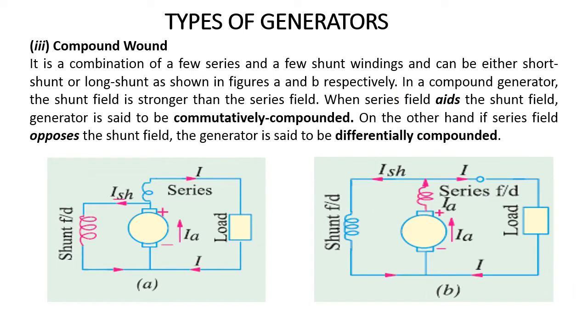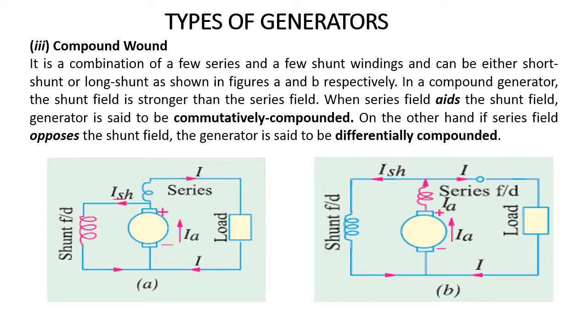The third type of self-excited generator is compound wound. It is a combination of a few series and a few shunt windings and can be either short shunt or long shunt, as shown in figures A and B respectively. In a compound generator, the shunt field is stronger than the series field. When the series field aids the shunt field, the generator is said to be cumulatively compounded. On the other hand, if the series field opposes the shunt field, the generator is said to be differentially compounded.